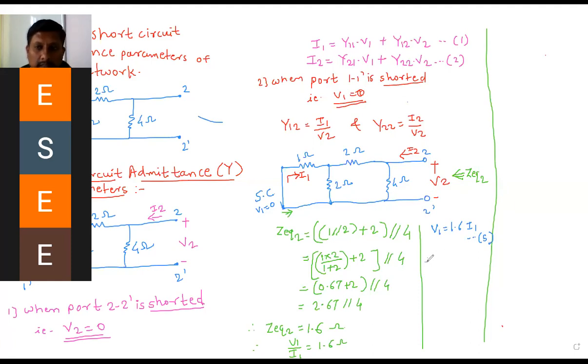V2 upon I2. So Y22 is equal to I2 upon V2. Here V2 is equal to 1.6 into I2. So Y22 is equal to I2 upon V2, that is equal to 1 upon 1.6. See how much it comes. 0.62.